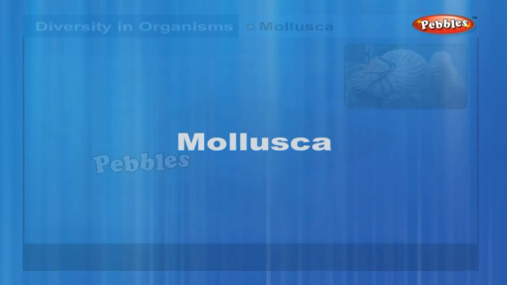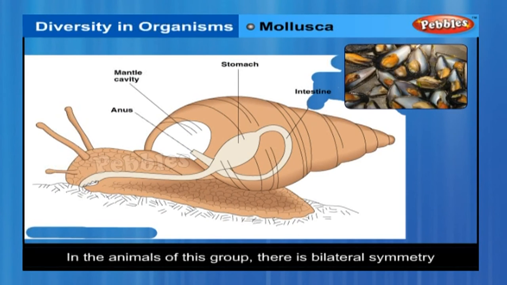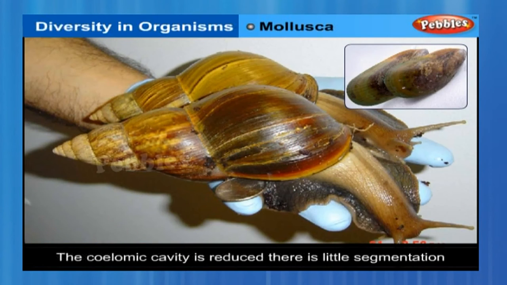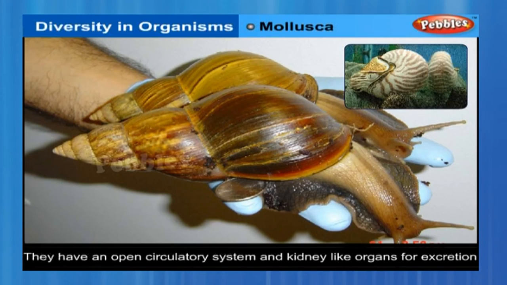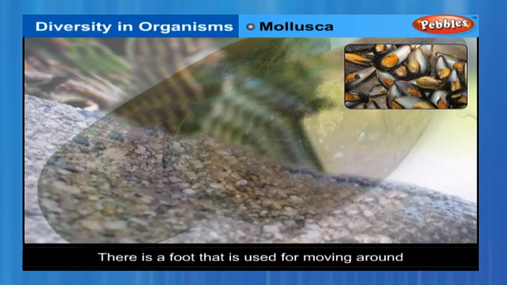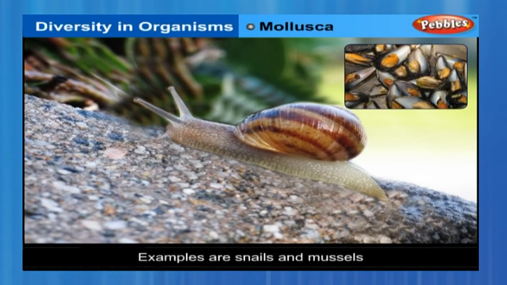Mollusca. In the animals of this group, there is bilateral symmetry. The coelomic cavity is reduced. There is little segmentation. They have an open circulatory system and kidney-like organs for excretion. There is a foot that is used for moving around. Examples are snails and mussels.